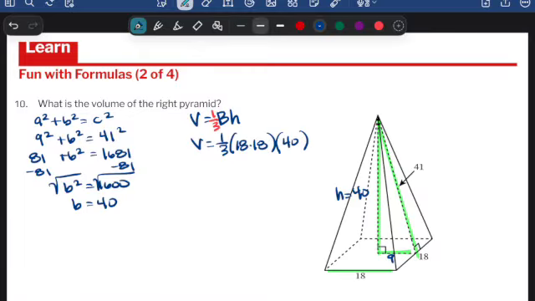When we do all those calculations, we get a volume of 4,320. Don't know the units, so we can just say units cubed.